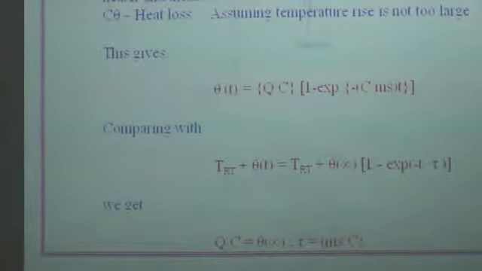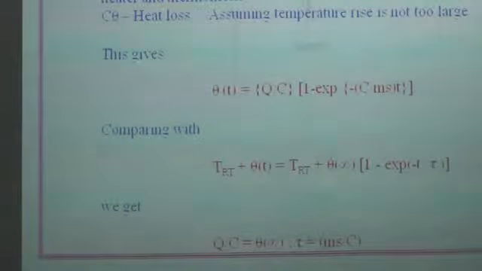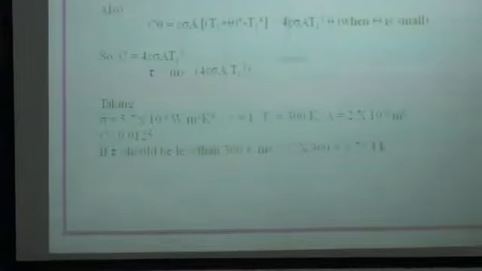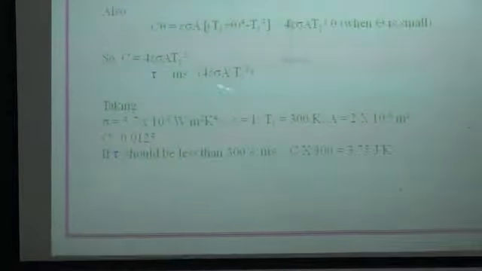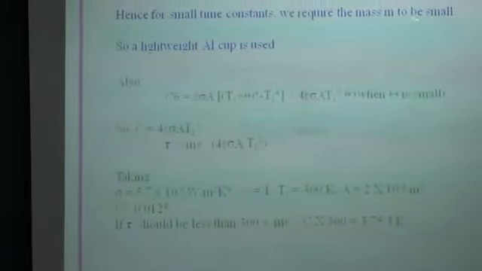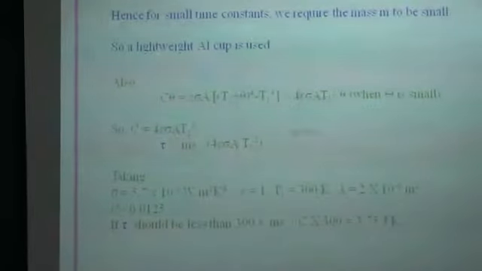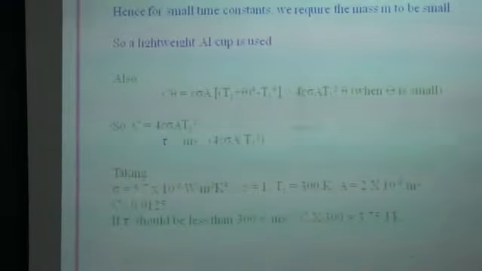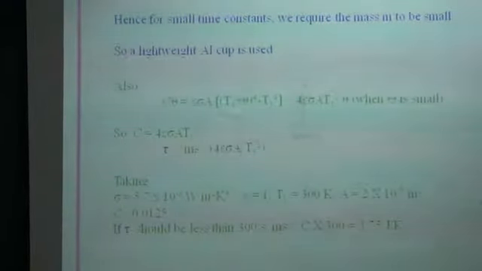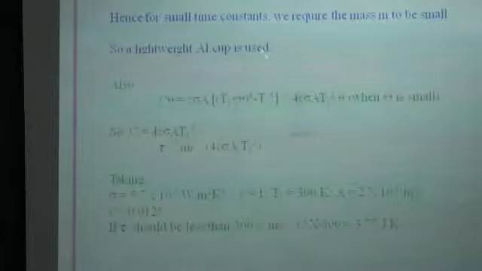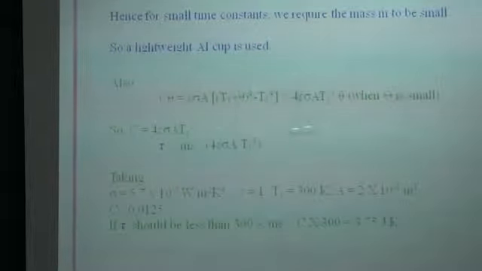the value of m must be as small as possible, and that is the reason why a lightweight aluminum cup has been used. Okay, for small time constants, we require mass m to be very small, and that is the reason why a small cup has been used, or why the mass of a sample must be as small as possible. You can further calculate, the value of sigma is known.